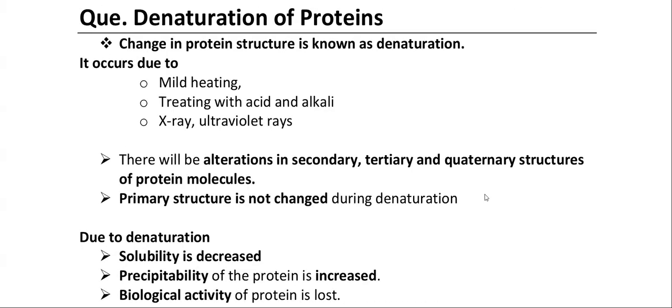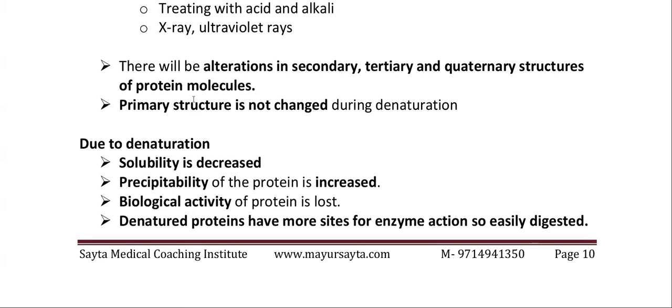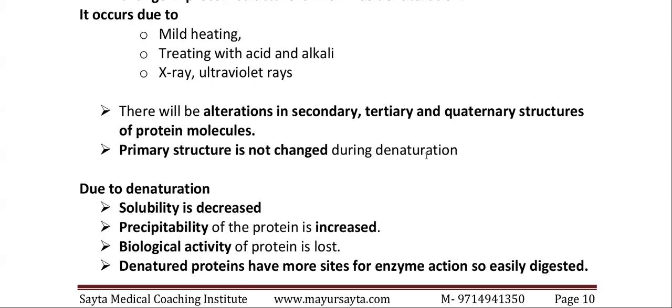Next, denaturation of proteins. Change in protein structure is known as denaturation. It occurs due to mild heating, treating with acid and alkali, X-ray and ultraviolet rays. There will be alterations in secondary, tertiary and quaternary structure of protein molecule. Primary structure is not changed during denaturation.